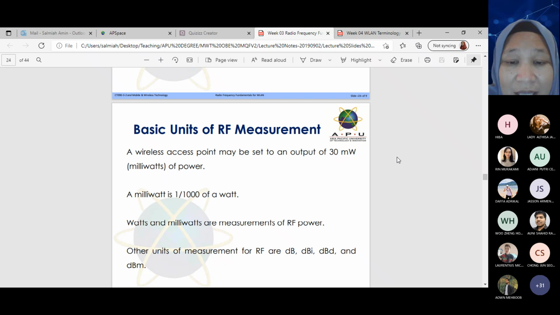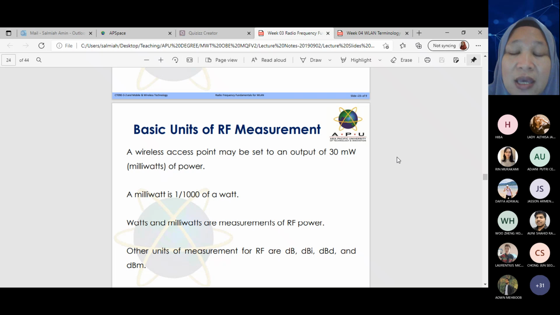Maybe you have a wireless router, an access point, and even a switch, for example. When you look at any of these devices, for example the access point given here, the output power has been set up to 30 milliwatts. Milliwatt is 1 upon 1000 watt. So this 30 milliwatt is what I need you to investigate.